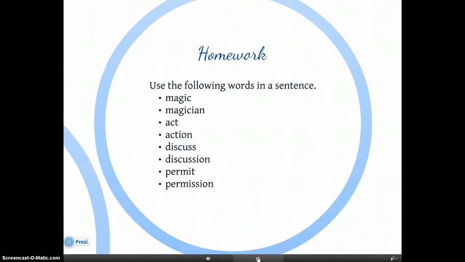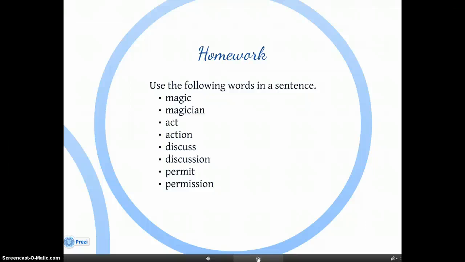Okay, so let's move on. I want you to think about those following words and I want you to use them in a sentence, and that will be your homework assignment. You're going to use the following words in a sentence. Magic, magician, act, action, discuss, discussion, permit, and permission.